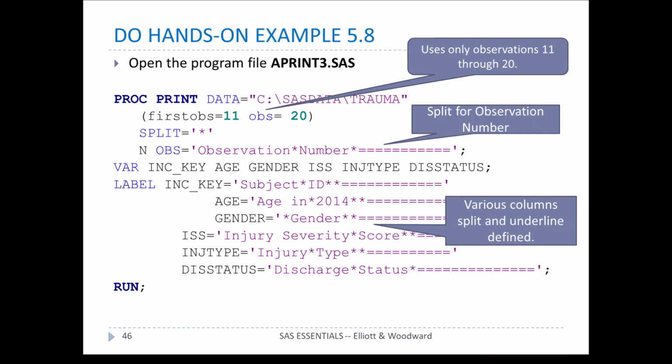And then we're defining the split character. We're defining the way that the OBS label is going to be used: Observation, go to the next line, Number, and then use a little underscore thing there. And then we have labels for several other variables there, as you can see, all defined. And the reason for that is we want to create an output that looks a little nicer.